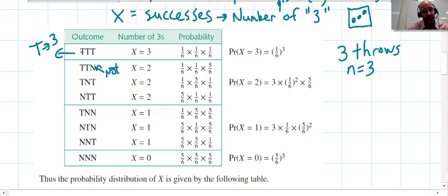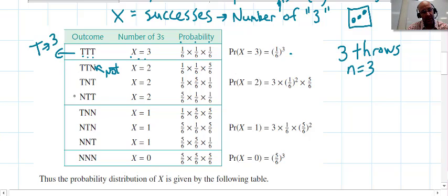Okay, so what you can see is all the possible outcomes. So we could get 3 threes. It's possible, so therefore x would be 3. And we know that on each throw of the die, because it's independent, it's 1/6 times 1/6 times 1/6. So this and this and this, using the multiplication principle, and we get 1/6 cubed.